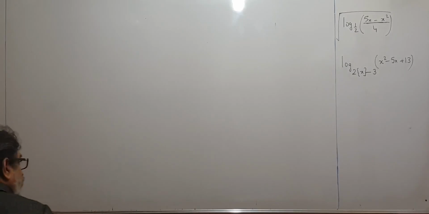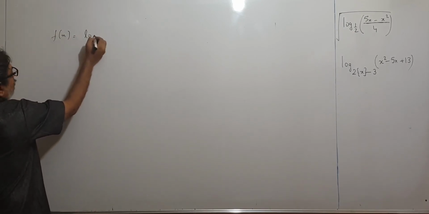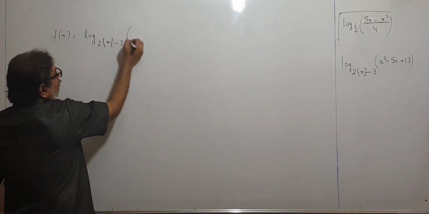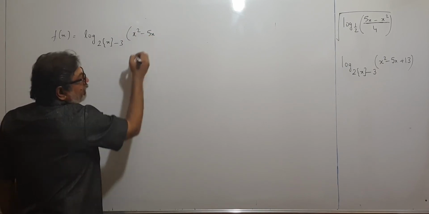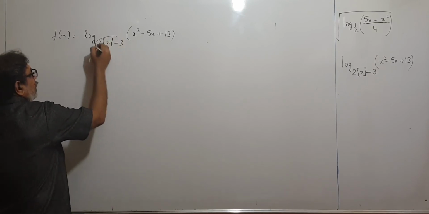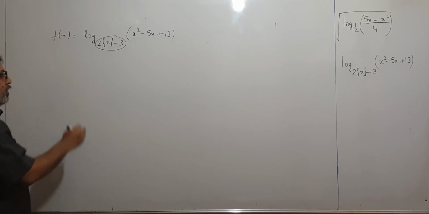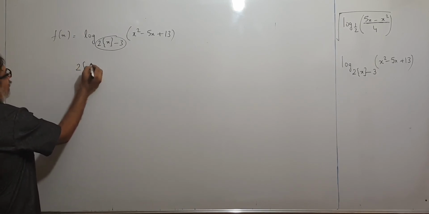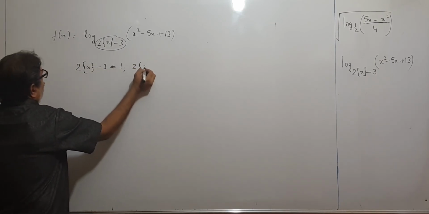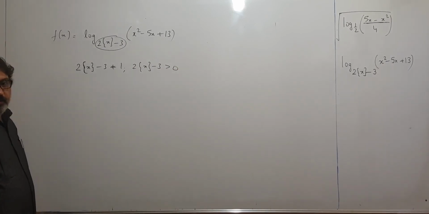Now see children, the next one is there. f(x) equal to log base (2{x} − 3) of (x² − 5x + 13). So first thing is that the base of the log should be positive but not 1. So 2{x} − 3 should not be 1, and 2 times the fractional part of x minus 3 should be positive. That is a requirement for the base.